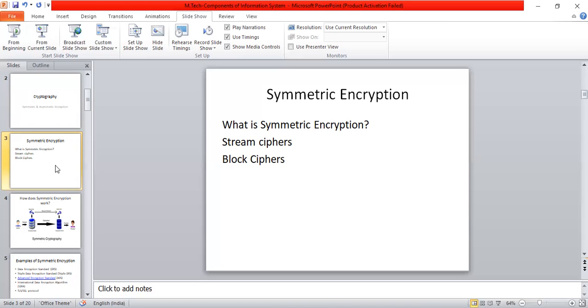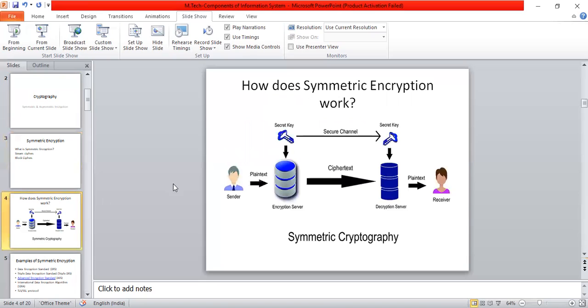But how does it work? That is very important. How does symmetric encryption work? Here in the diagram you can see there are a sender and a receiver. On the sender side there is an encryption server, and on the receiver side a decryption server. The sender will send the plain text and it will be encrypted using a secret key. Using a secure channel, the ciphertext is sent to the receiver, and on the receiver side, using the decryption server and the secret key, the receiver will decrypt the data and use it.